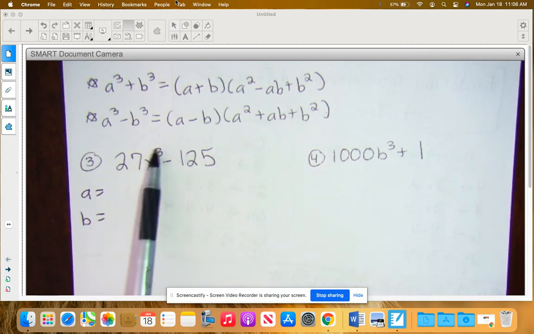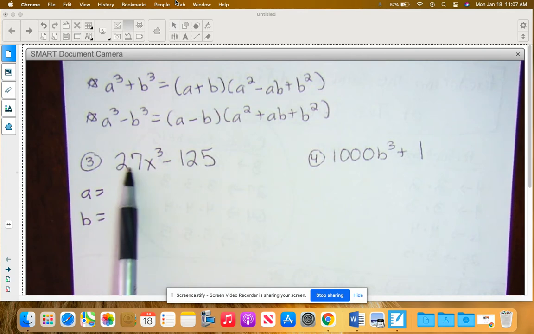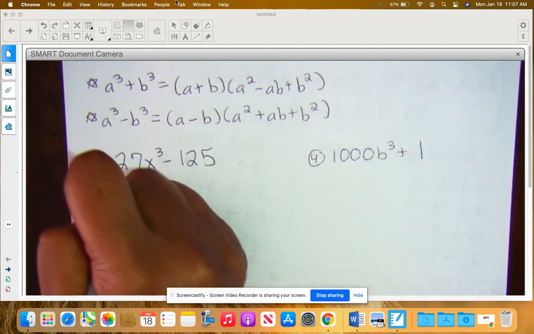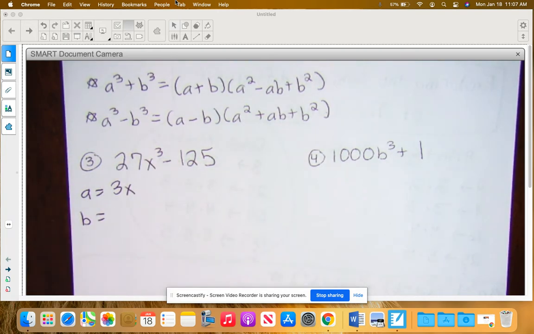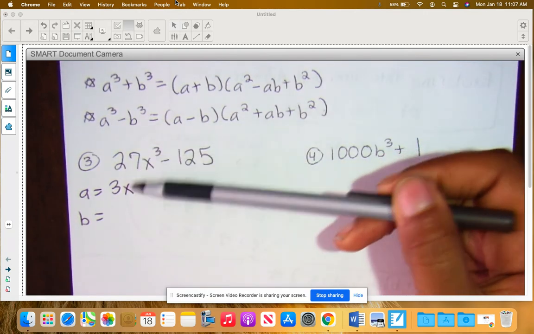We need to find the cube root of 27x to the third. Now, the cube root of 27 is 3 because 3 times 3 times 3 is 27. And the cube root of x to the third is x because x times x times x is x to the third. So this is going to give me 3x. So that is just for this first term. So 27x to the third is 3x.